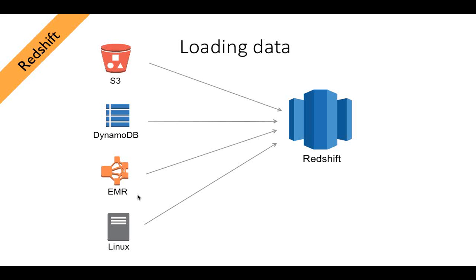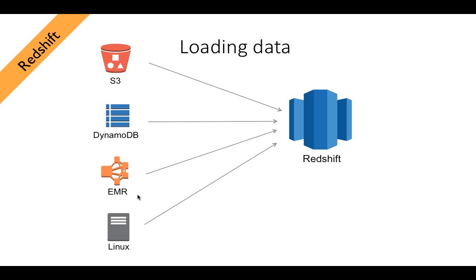You can pull it straight from DynamoDB as well, which is Amazon's NoSQL database. You can also pull data from Elastic MapReduce, which is our hosted Hadoop service, which we're going to talk about in a sec. But you can also pull it from any kind of Linux box as well, and that might be running on Amazon, or it might even be an on-premise system as well.